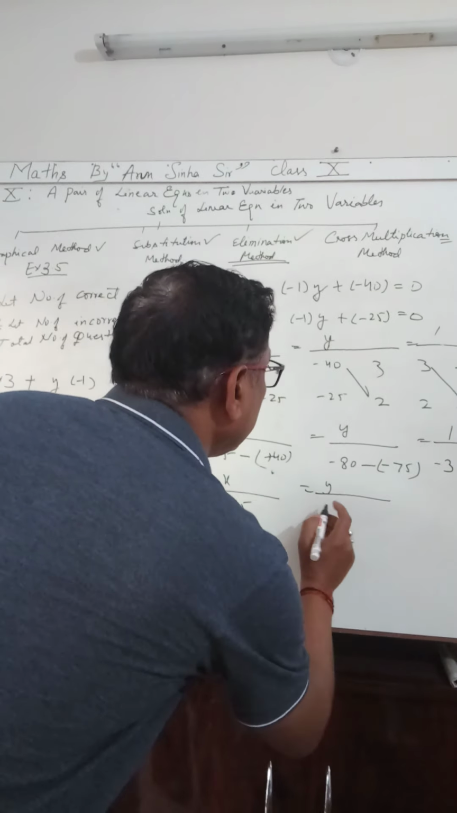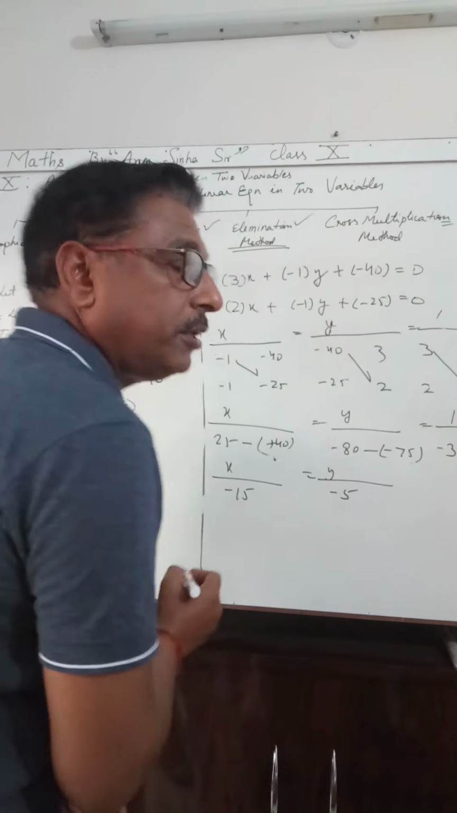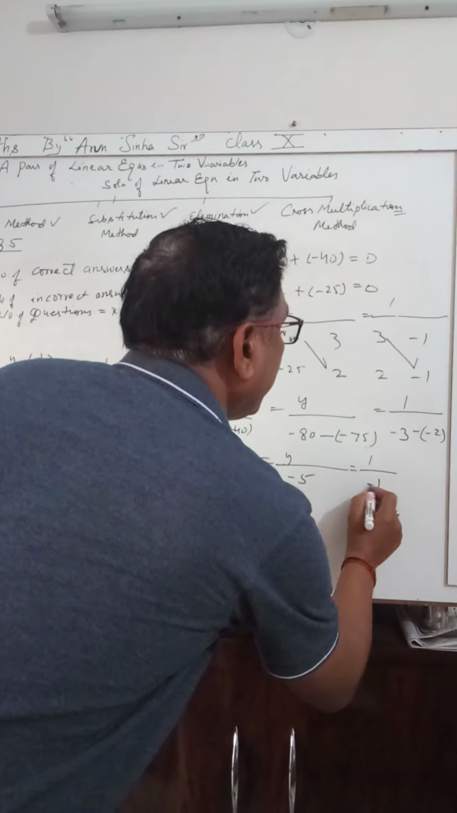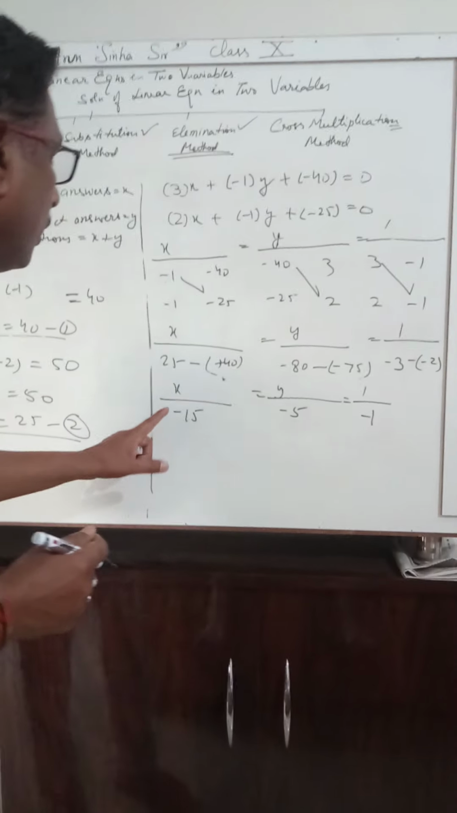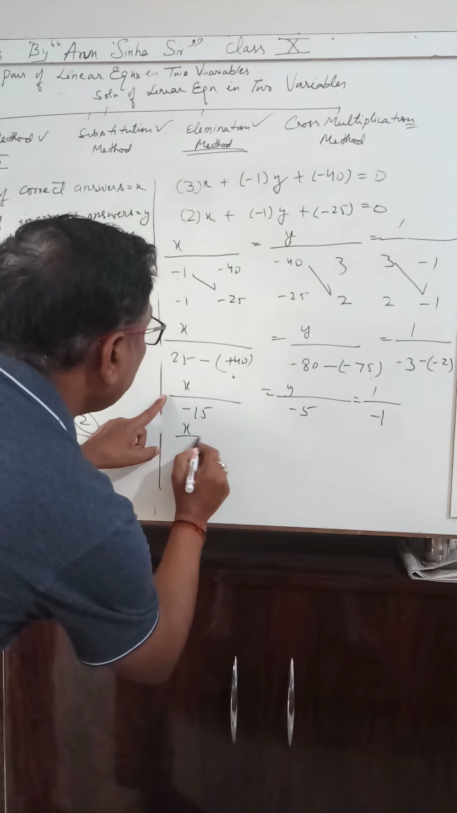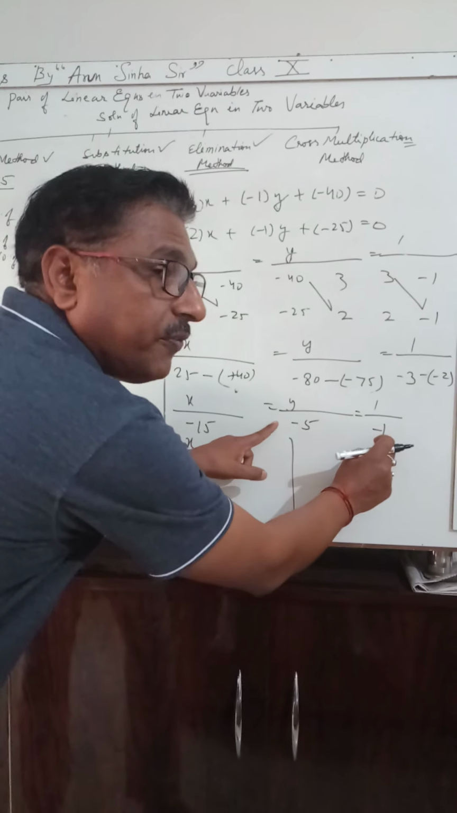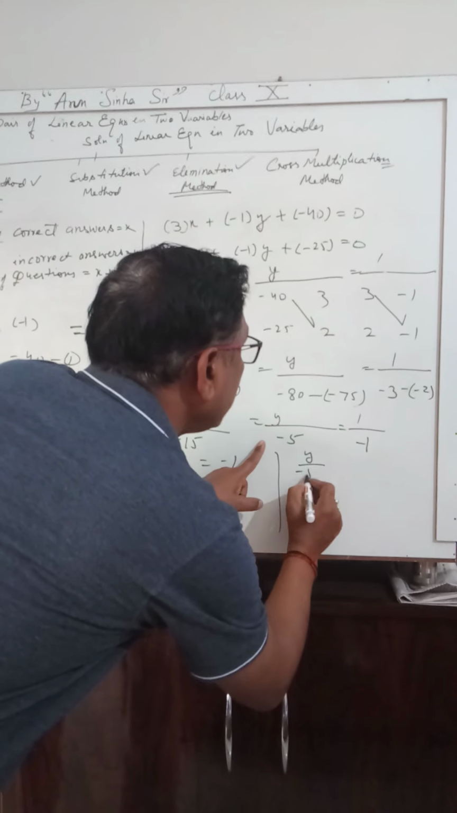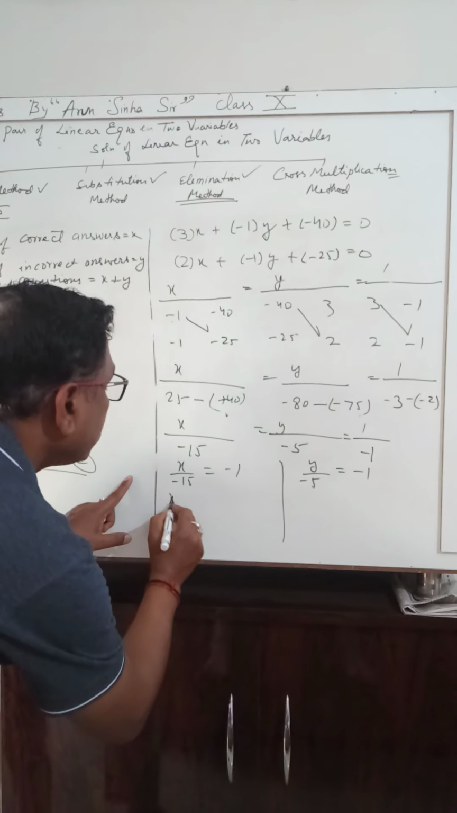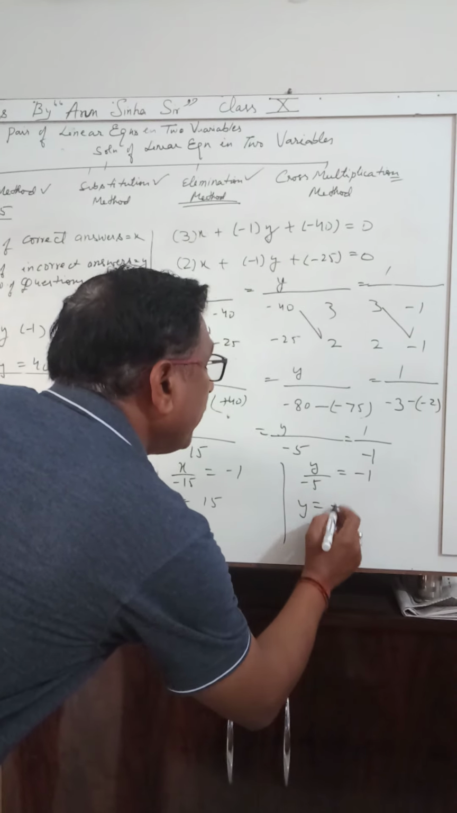Y upon minus 80 and plus 75, that is minus 5. And here you get minus 3 and plus 2, that is minus 1. Okay children, you can see the calculations. Now just shift to get the value of x. Put x upon minus 15 and minus 1. And to get the value of y, y upon minus 5 and minus 1. Cross multiply, you get x equal to minus 15 into minus 1, that is 15, and y as minus into minus plus, that is 5.